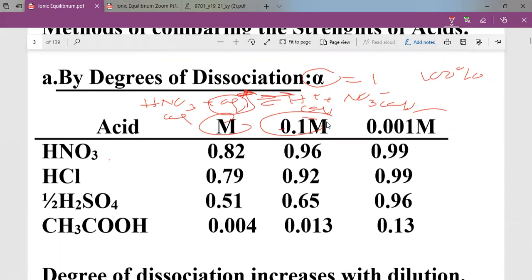Similar here. So half H2SO4, because 1 mole gives you 2 moles of H plus. Comparatively, we need to have only 1 mole of H plus. That's why I put half here. See, the ethanoic acid is very low, because it's a weak acid. It will only dissociate partially.